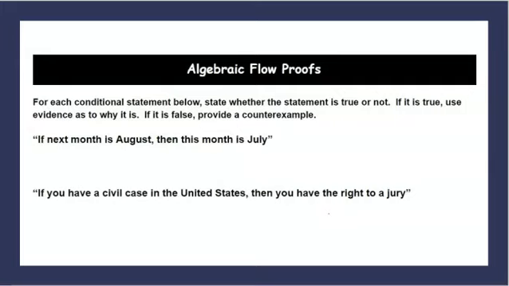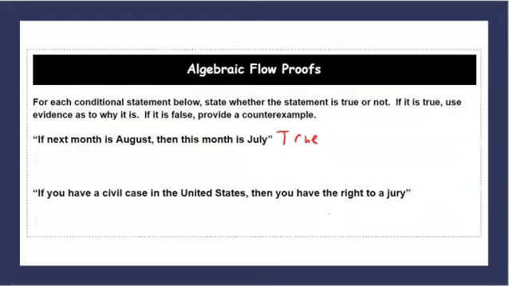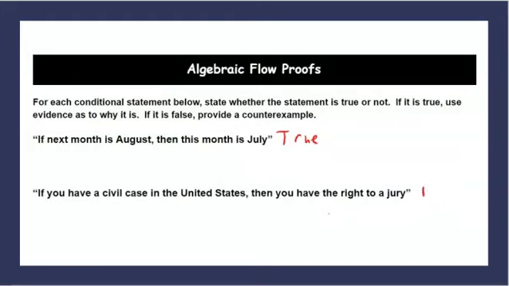So you have two examples. If next month is August, then this month is July. And our second example is if you have a civil case in the United States, then you have the right to a jury. Hopefully after reading them again on your own, you can recognize that both of these are indeed true. So there's no need for a counterexample. They're both going to be true.